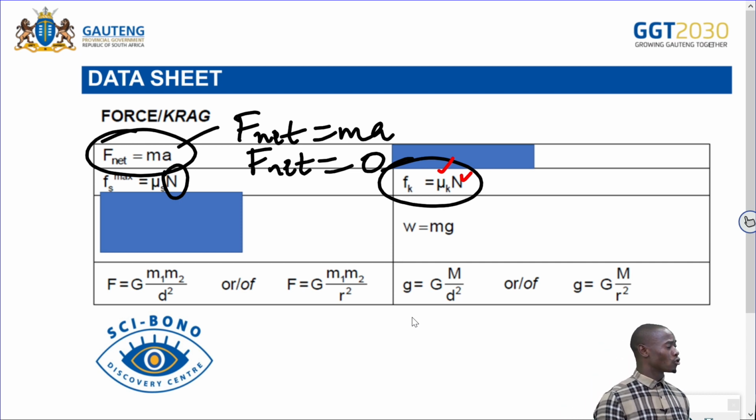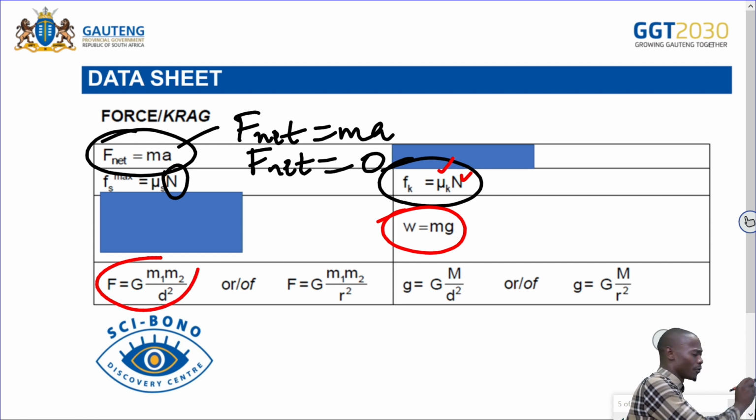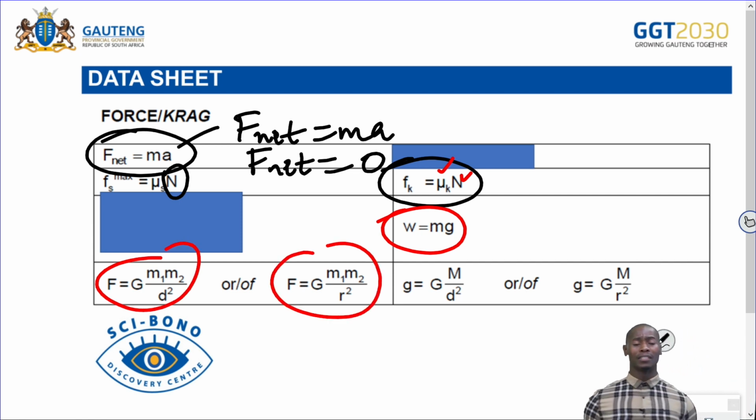So, and also calculating weight. We'll deal more with these equations next week when we are dealing with Newton's law of universal gravitation. These are important formulae when it comes to your Newton's laws, especially the application of Newton's first law and also Newton's second law, right? So it's important, learners, to make sure that you don't lose marks.